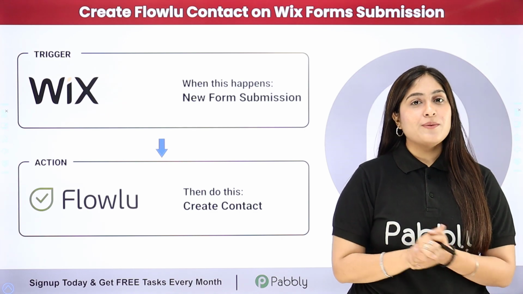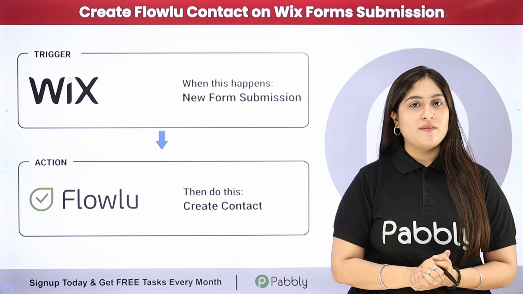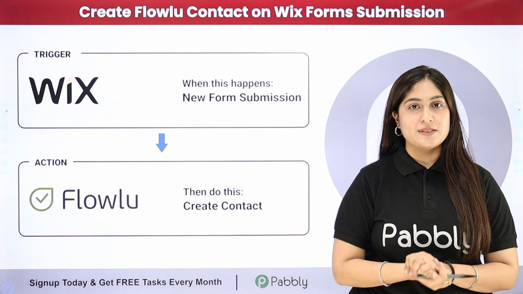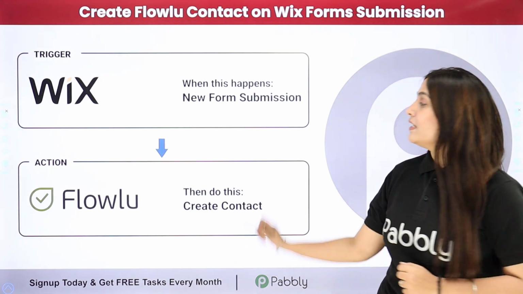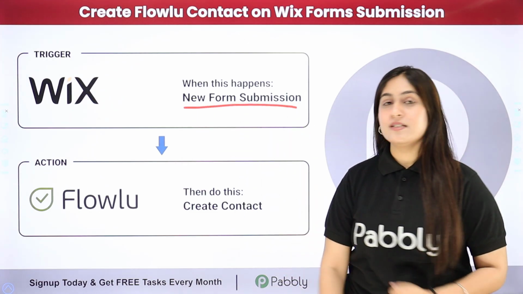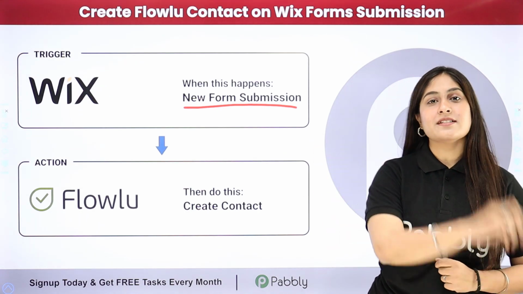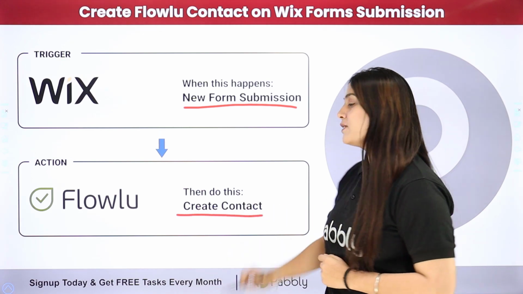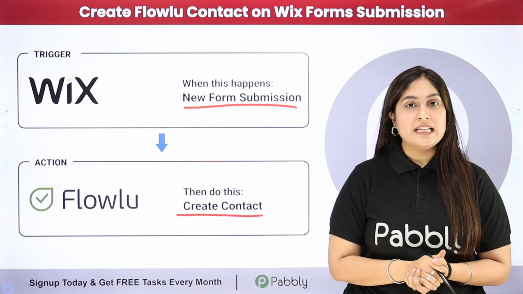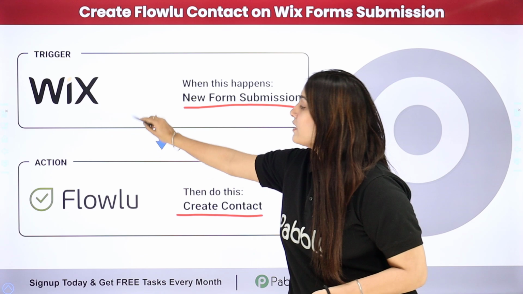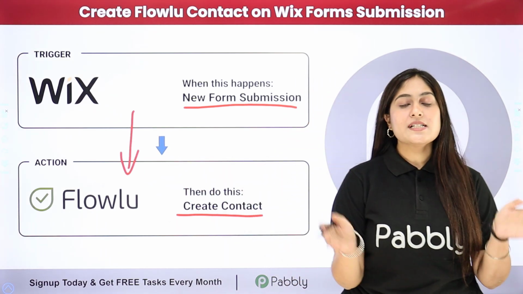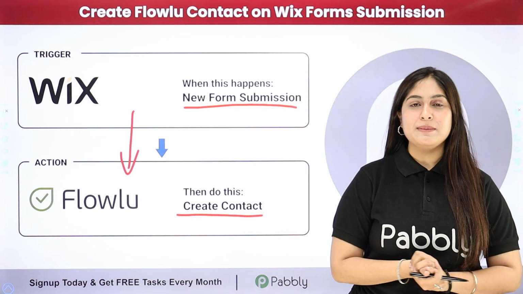So here I am an owner of a business and I am using Wix Forms on my website to receive new form submissions. So now here my objective is that whenever I receive a new form submission, then automatically the person who has made the form submission should be created as a new contact in my Flowlu account as well. So now here to automate the entire process, I need to connect my Wix Forms with my Flowlu account using an automation software named Pabbly Connect.